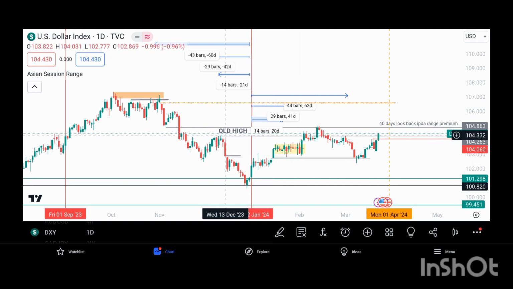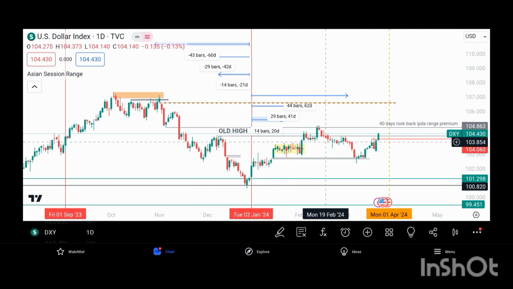When price took out this 20 days look back left, when we took it out again with the 40 days look back high here, tap into this BC, this buy side intervention, price revisited this level and came back down.